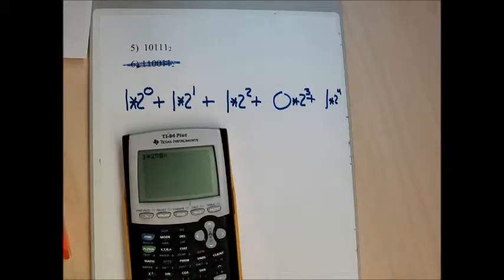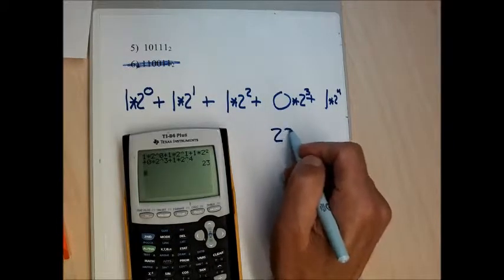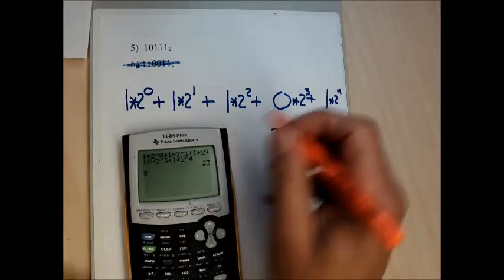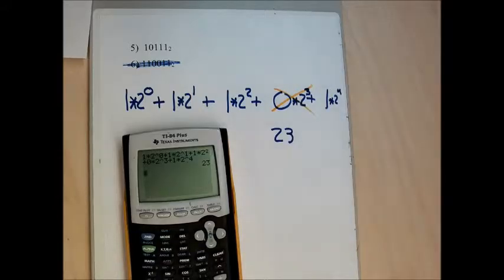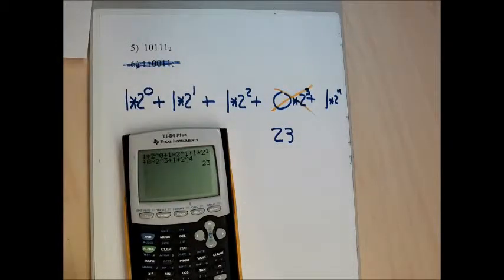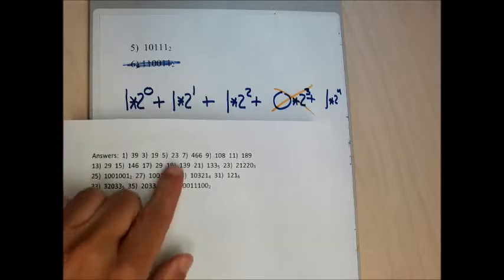1 times 2 to the 0 plus 1 times 2 to the 1 plus 1 times 2 squared plus 0 times 2 cubed plus 1 times 2 to the 4th. And I get for problem 5, my answer is 23. I did more work than I have to do, because this piece right here, I really didn't need to enter that. 0 times anything is 0. Had I not entered that, I still would have gotten 23 for an answer. And some of these exponents I could have done in my head, but sometimes when I do work in my head, I make mistakes. So the answer to 5 is 23.